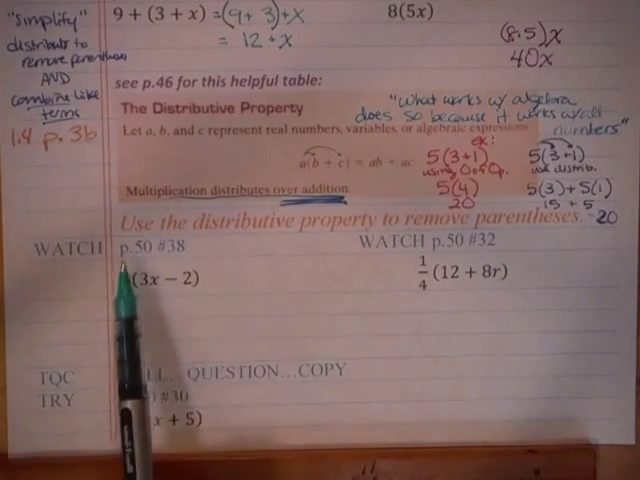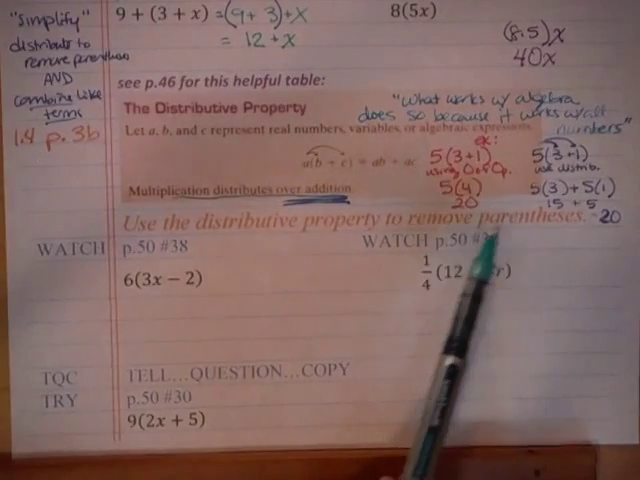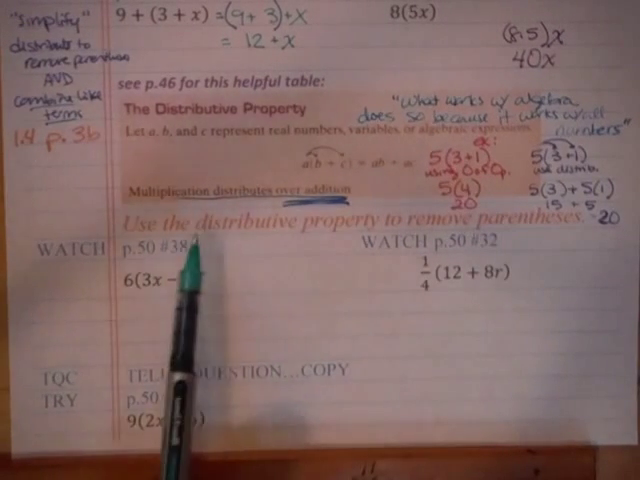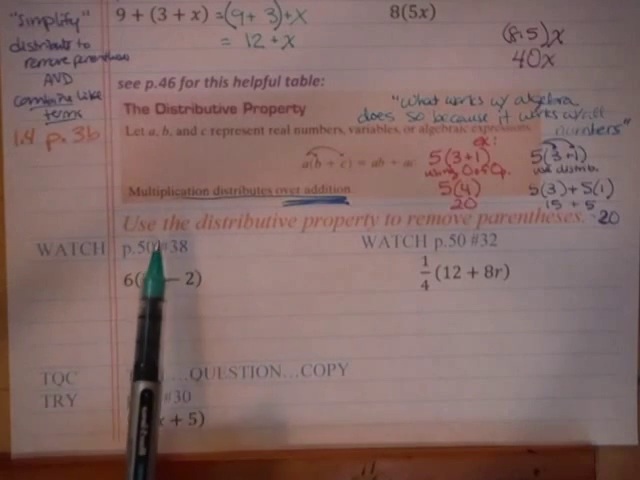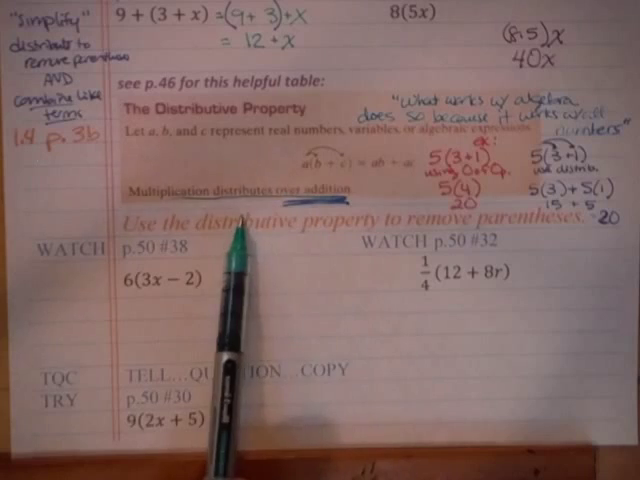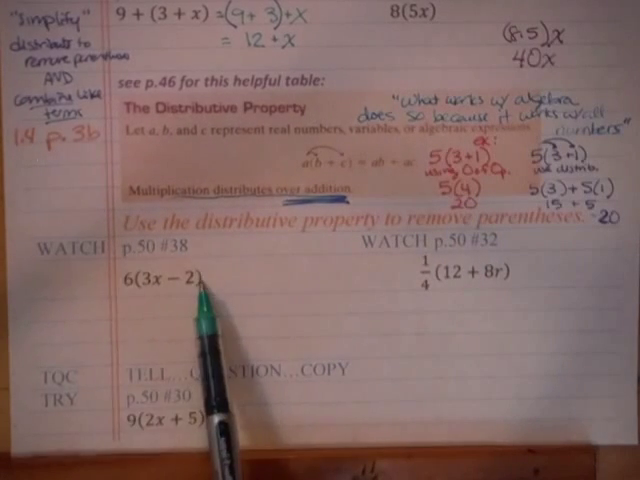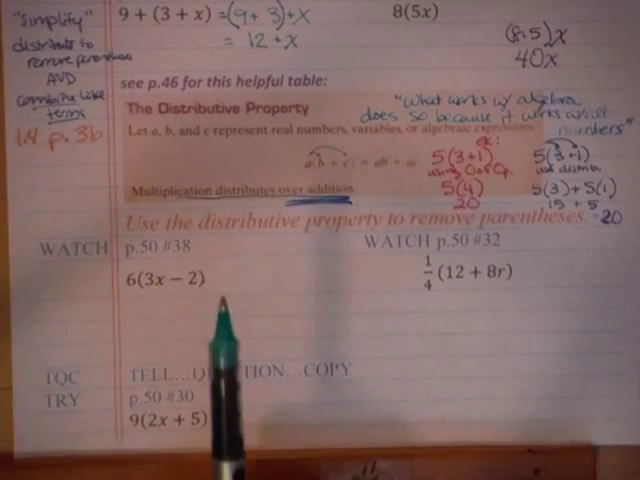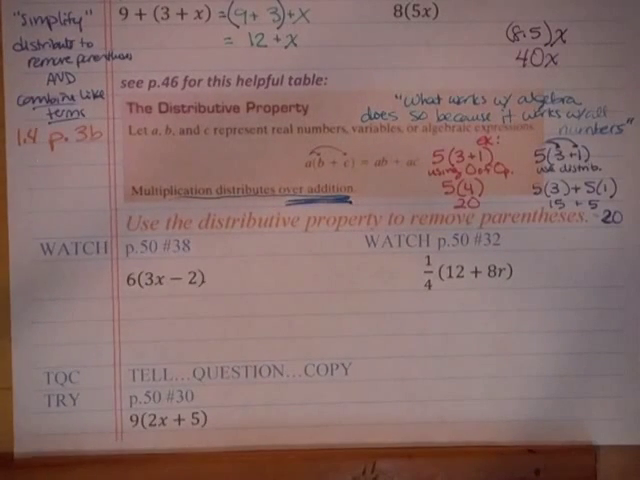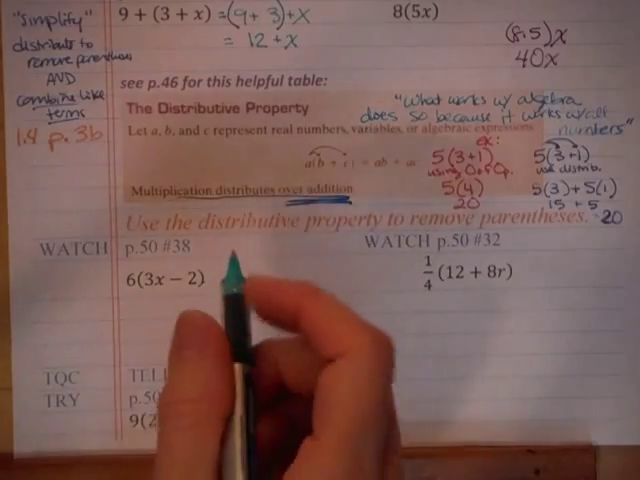And again, I mentioned this. The purpose of the distributive property is to be able to remove parentheses. And so when you start seeing simplify in the directions, what they're saying is to look for any place where you can distribute multiplication across addition to be able to remove the parentheses. And then the second part of simplifying is combining any like terms that result.